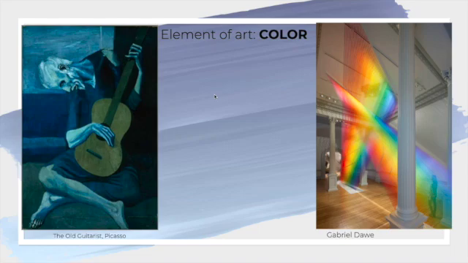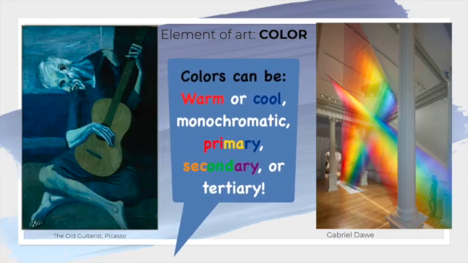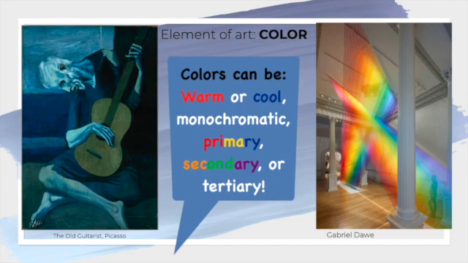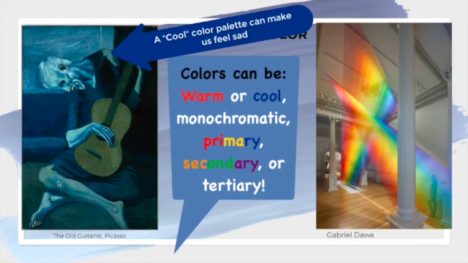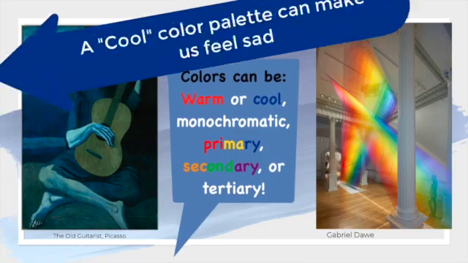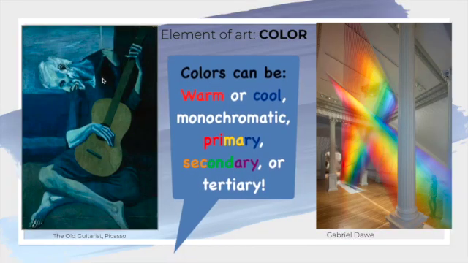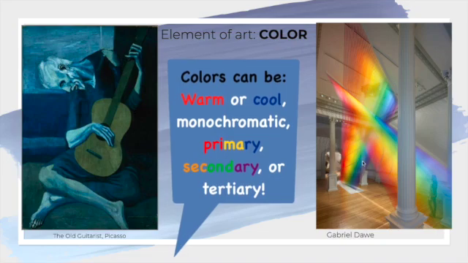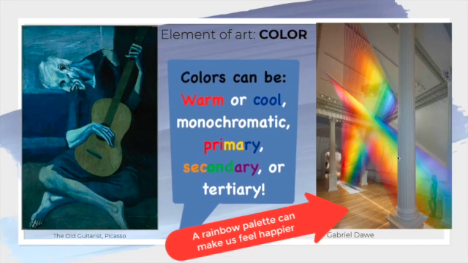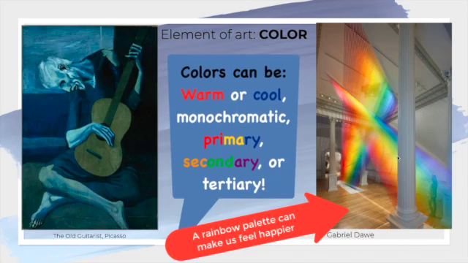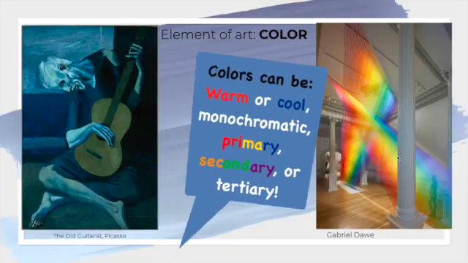Another element of art is color. Now, color can be used in a variety of ways. Colors can be monochromatic, where we stick with one palette, like blues in The Old Guitarist by Picasso. This piece definitely has more of a sad, somber feeling, but it's made with different kinds of blues. When we compare that to this really bright installation by Gabriel Dawe, he uses thread to create these really amazing works in museums that are bright and colorful.